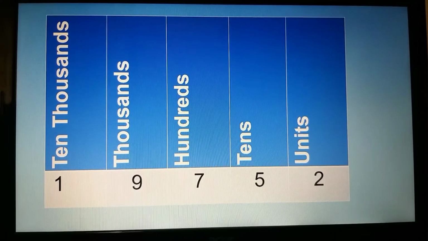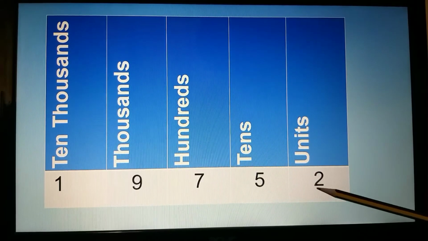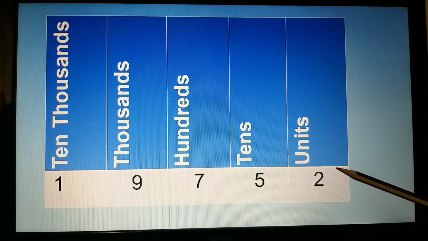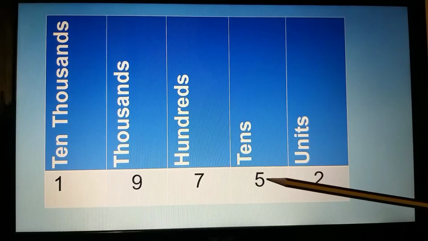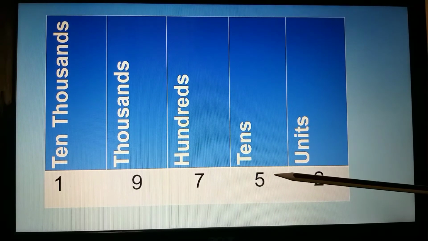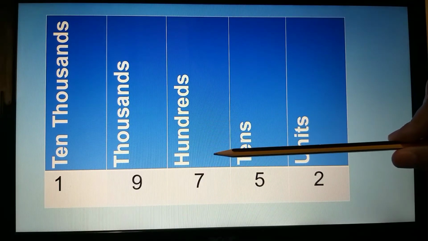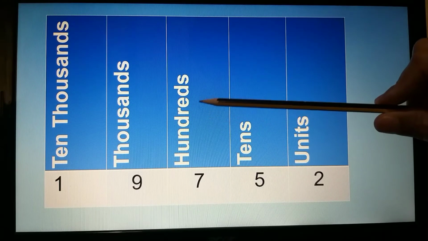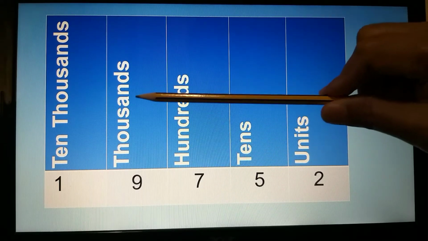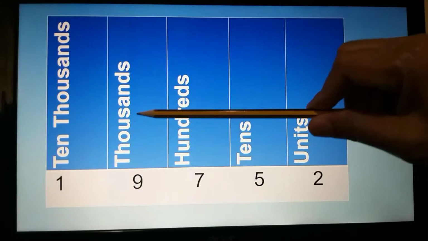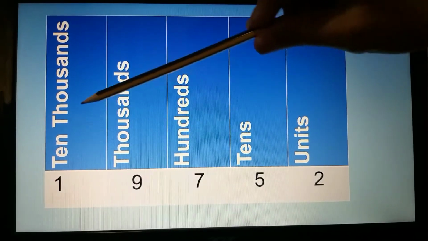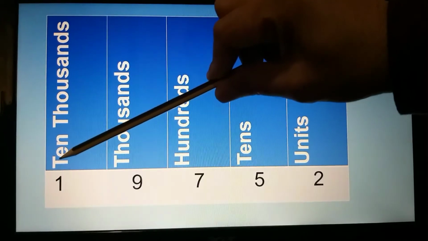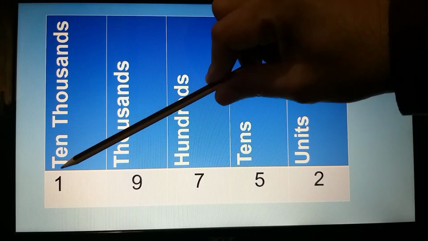Now if we look at this figure, we have to look into the position of the number. If it is in the first column, the rightmost, it is units. If it's second from the right, it's tens. It's 5 tens here. If it is third from the right, it is 7 hundreds. If it is fourth from the right, it's called thousands. And in this figure, this is 9 thousands. And the next one is 10 thousands. In this figure, it is 10.